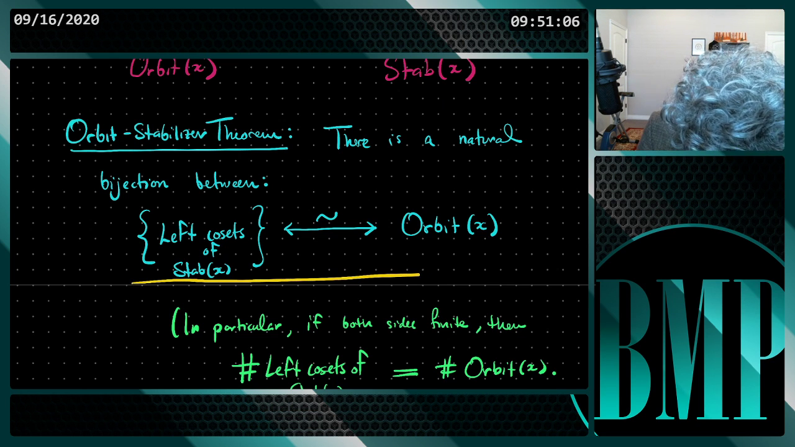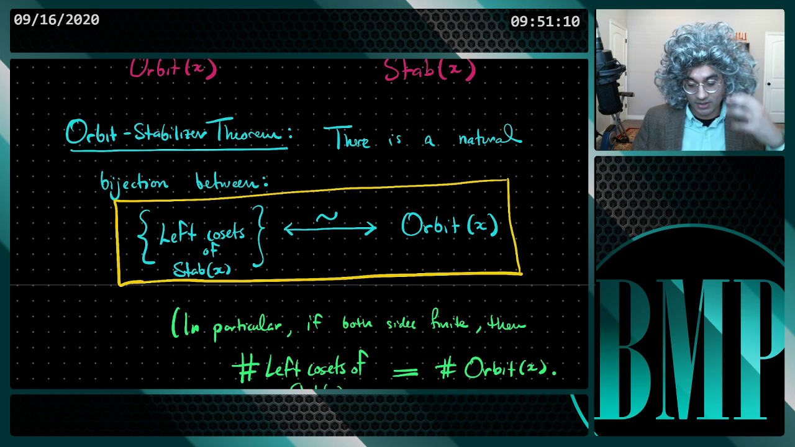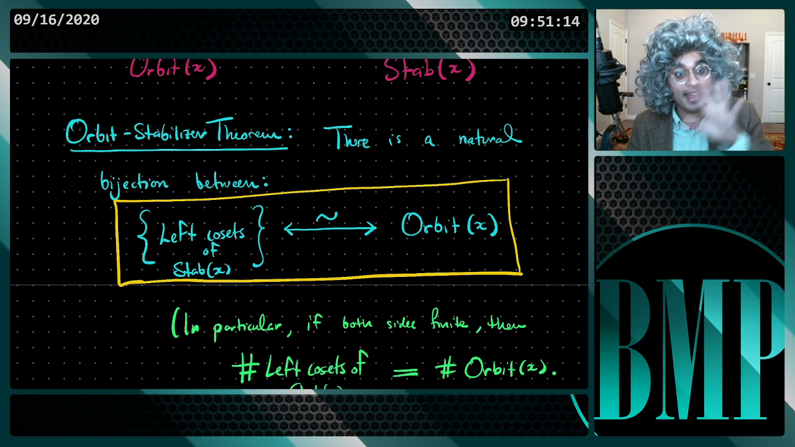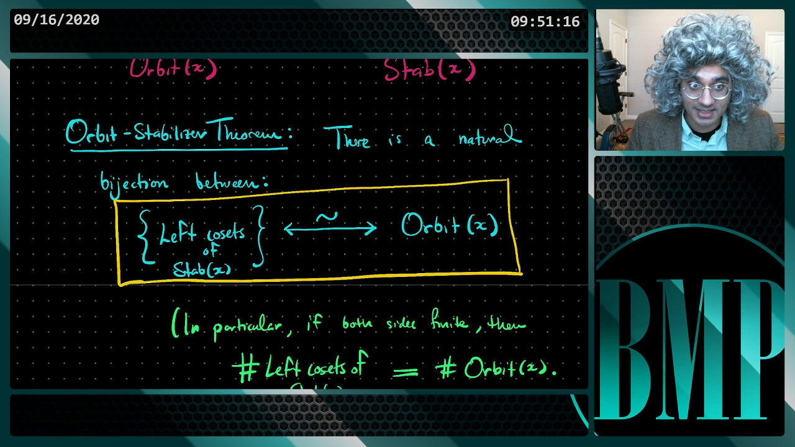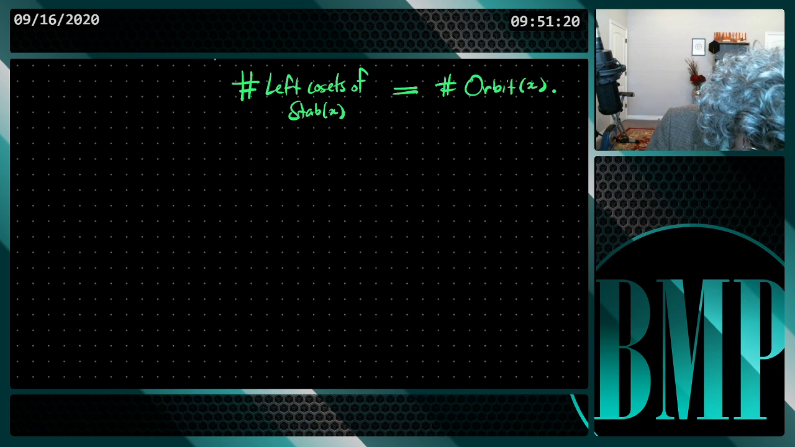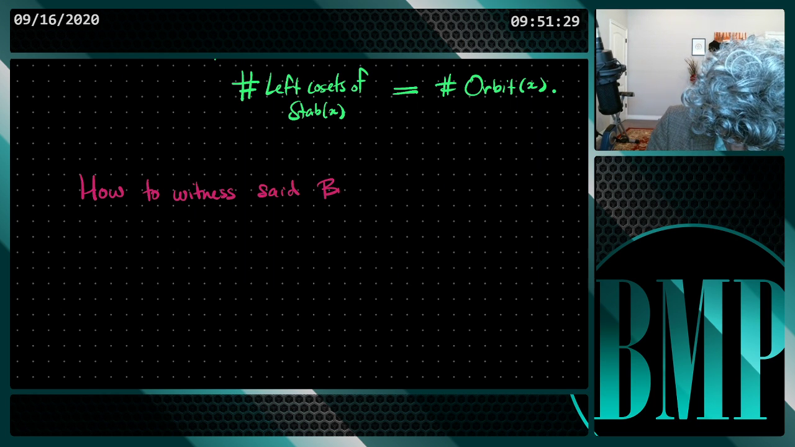Let's witness that there is such a bijection between the orbit, the set called the orbit of the point X, and the collection of left cosets of the stabilizer subgroup. All right. So how to get to that? How to witness this bijection?